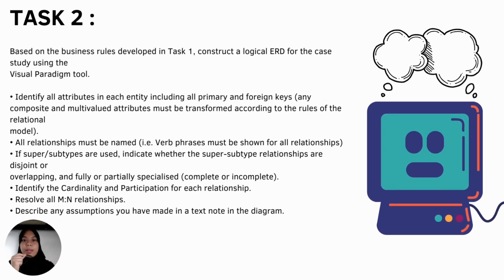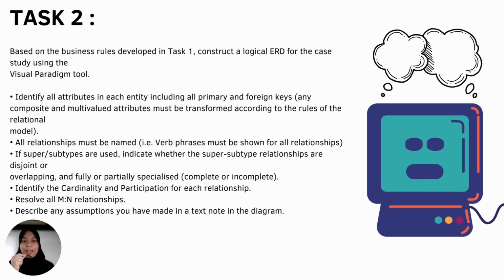Verb phrases must be shown for all relationships. If super or subtypes are used, indicate whether the super-subtype relationships are disjoint or overlapping, and fully or partially specialized, complete or incomplete. For the third one, identify the cardinality and participation for each relationship. Fourth, resolve all relationships. And fifth, describe any assumption you have made in a text note in the diagram.